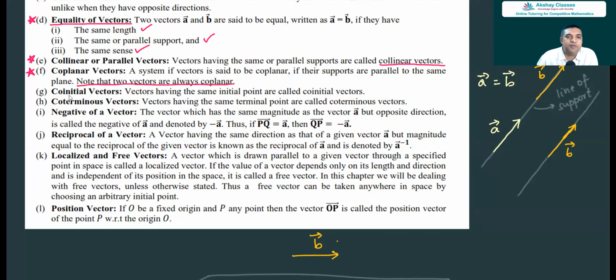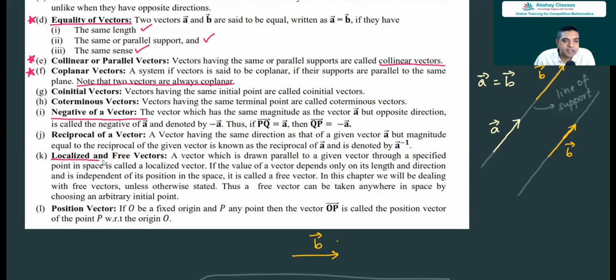Next, negative of a vector. A vector which has the same magnitude as vector A but the opposite direction is called the negative of A and is denoted by minus A bar. Reciprocal of a vector. A vector having the same direction as A, but with magnitude equal to the reciprocal of the given vector's magnitude, is known as the reciprocal of A bar. This is a definition, but it is not so much used.